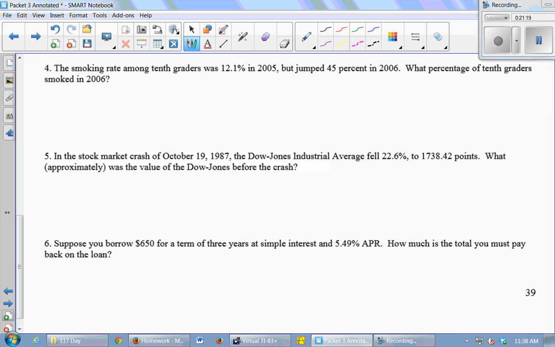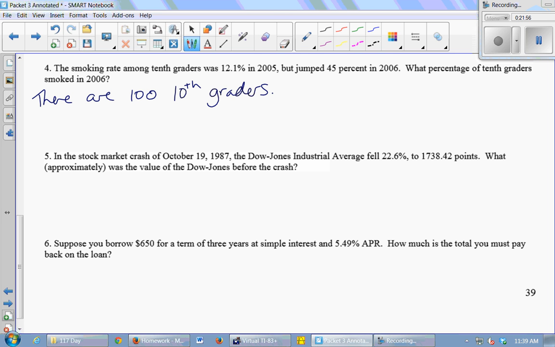You might be tempted to just add those two percentages together, but you can't add percentages, right? So the key when you're working with percentage problems is to just let there be 100 things, right? So in this case, let's just pretend there are 100 10th graders in the world. Let's say there's 100 of them. So there are 100 10th graders, right? If 12.1% of them smoke, how many 10th graders is that?